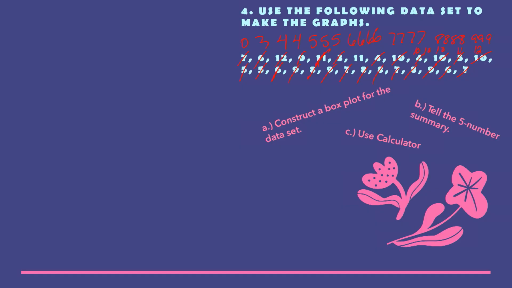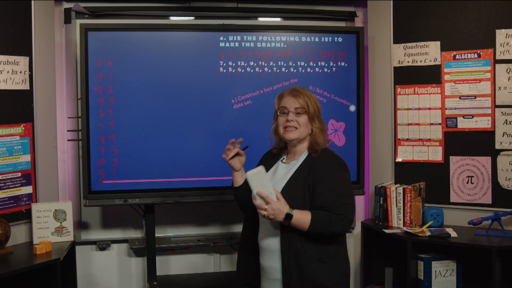All right, so let's do a frequency table. I have 0, 3, 4, 5, 6, 7, 8, 9, 10, 11, and 12. So we had 1 zero, we had 1 three, we had 2 4s, we had 3 5s, we had 4 6s, we had 4 7s, we had 4 8s, we had 3 9s, we had 3 10s, we had 1 11, and 1 12. So I want you to plug these 2 lists into your calculator.